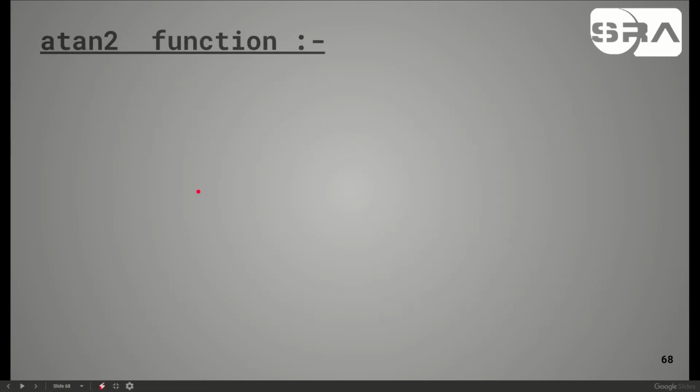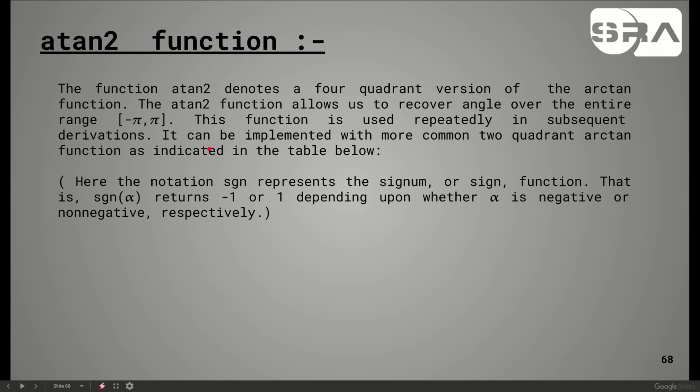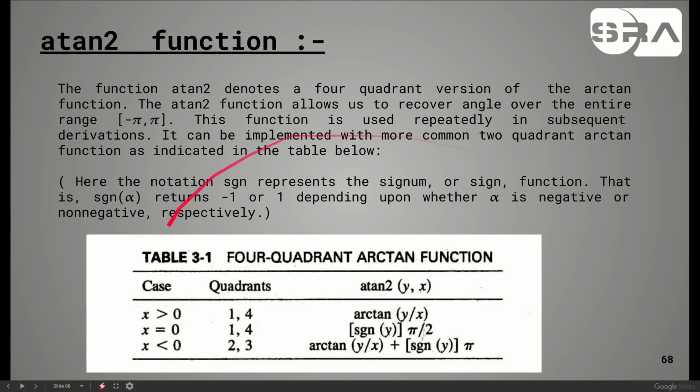Next we have the atan2 function. The atan2 function is basically the 4-quadrant representation of the arctan function with a range of -pi to pi. We are going to use this function in our code, so this function will be explained when the inverse kinematics code is explained to you. So this will come again. This is the table for the function.